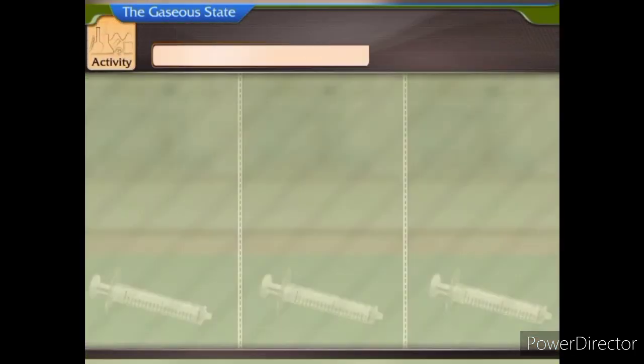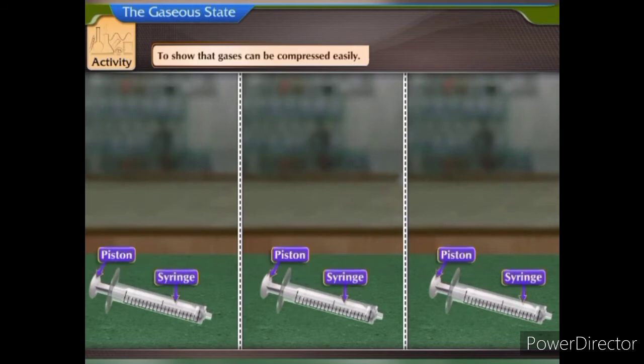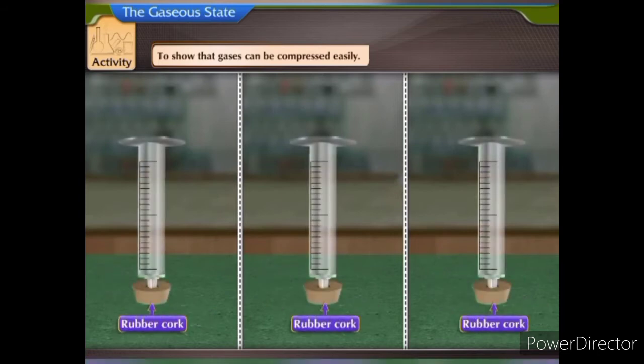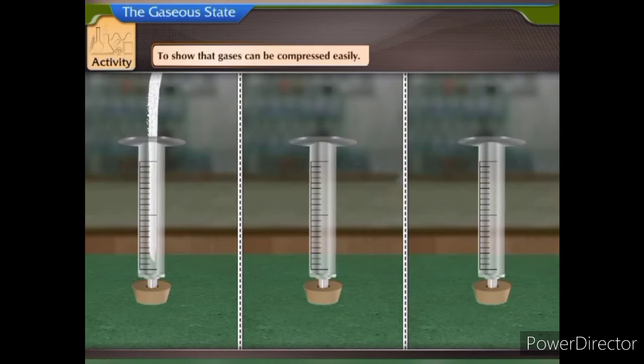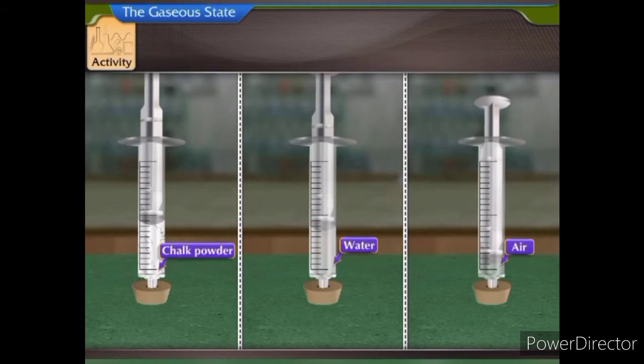Let us perform an activity which shows that gases can be compressed while solids and liquids cannot. Take 3 syringes having frictionless pistons. Close their nozzles by inserting them in separate rubber corks. Fill chalk powder in the first syringe and water in the second. Leave the third syringe empty. Air is already present in it. Try to push the pistons of the 3 syringes and observe what happens.